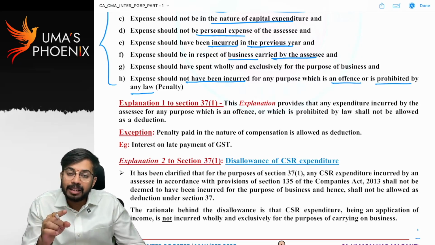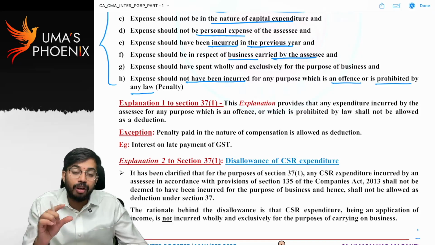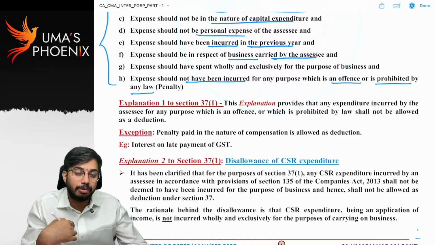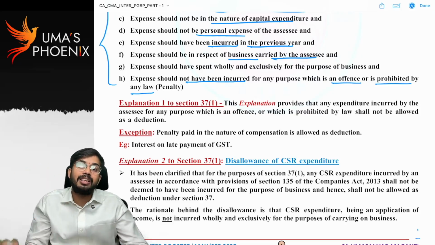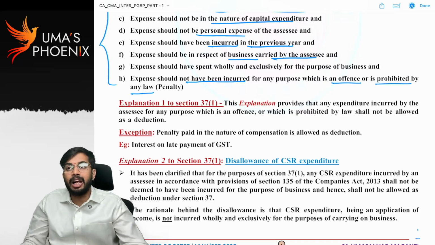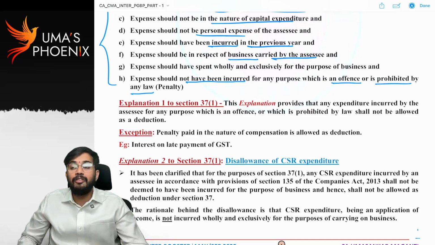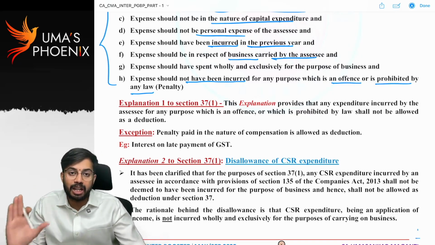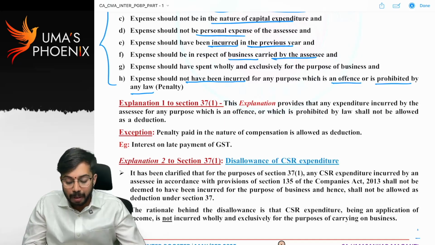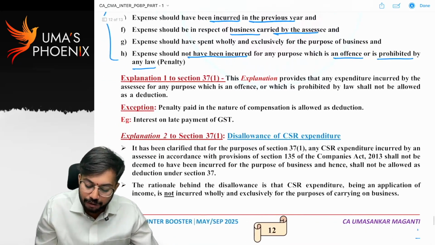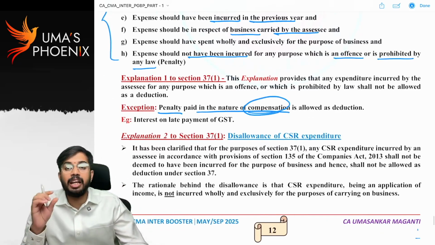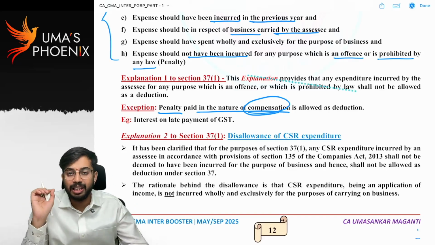This 10,000 rupees, why was it paid? Because transport rules were not followed. For violating the Motor Vehicles Act, I paid 10,000 rupees penalty. That is expenditure to me, but that expenditure is not allowed as deduction under the head PGBP. So if any amount is paid for violating any law, that amount we call penalty. Penalty is not allowed as deduction under section 37. But if the penalty is in the nature of compensation, then it is allowed as deduction.